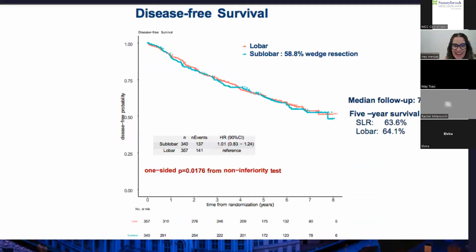Okay. And in the results from the primary endpoint in terms of disease-free survival, the sublobar resection was not inferior to lobar resection. The hazard ratio was 1.01, with the P statistically significant 0.01. Of patients who underwent a sublobar resection, 58.8% underwent a wedge resection. In a median follow-up of 7 years, the 5-year survival rate was 63.6% in the sublobar resection and 64.1% in the lobectomy.